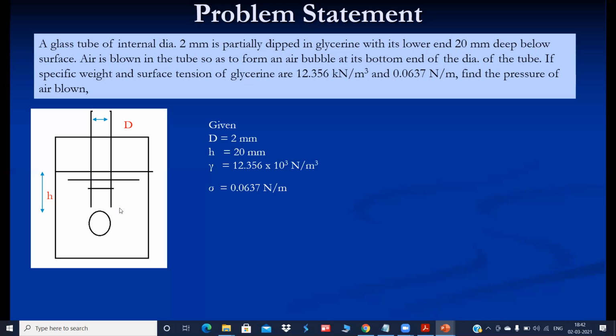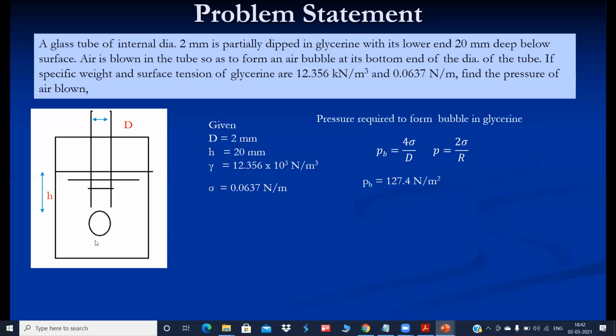So the total pressure is the addition of these. For the pressure required to form the bubble, we have to use the expression of a liquid droplet, that is 4 sigma by d. Since both sigma and d values are given, it comes to 127.4 Newton per meter square. This is not the final answer, because this is only the pressure required to form the bubble or liquid droplet in the air.